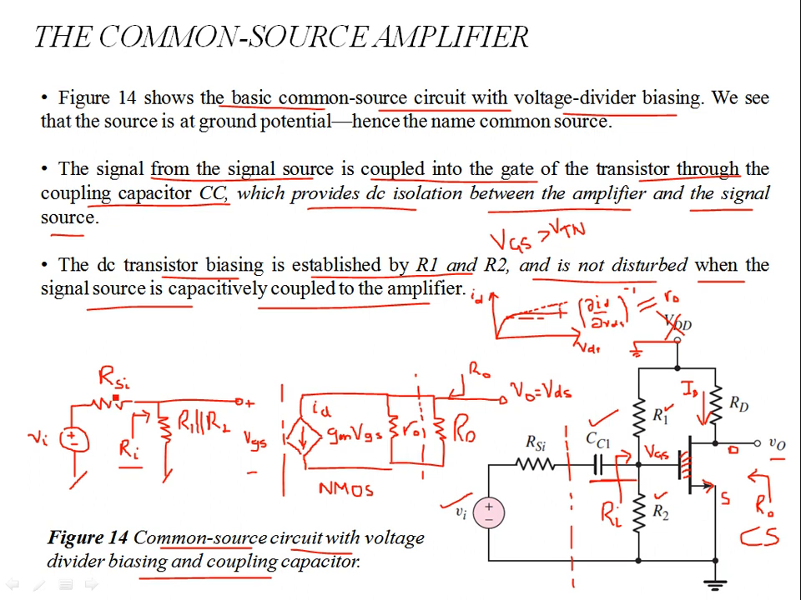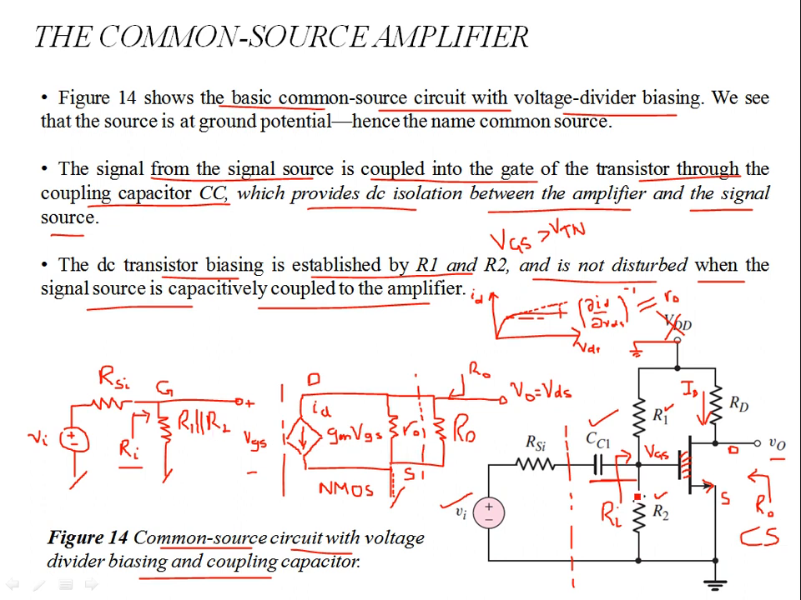The source is common, and you're applying the input at the gate. This is your gate terminal. The source is common, so I can write this as source. If you look at the current direction, it flows from the source down into the ground, so the direction of the current is as shown in the current controlled device. And then this is the drain terminal. All right, so this is your AC equivalent circuit.